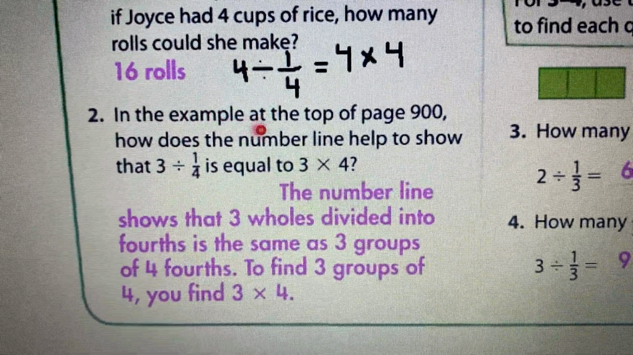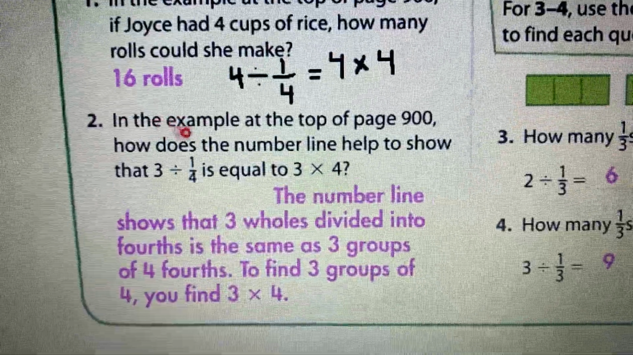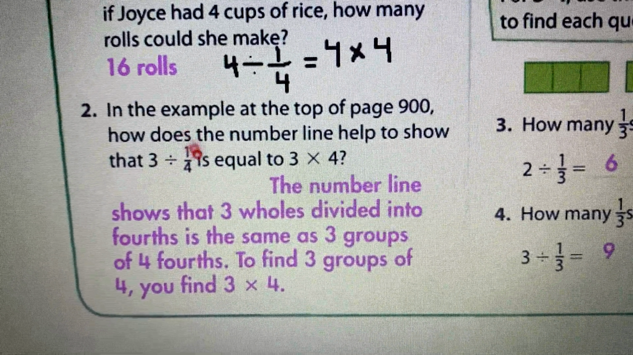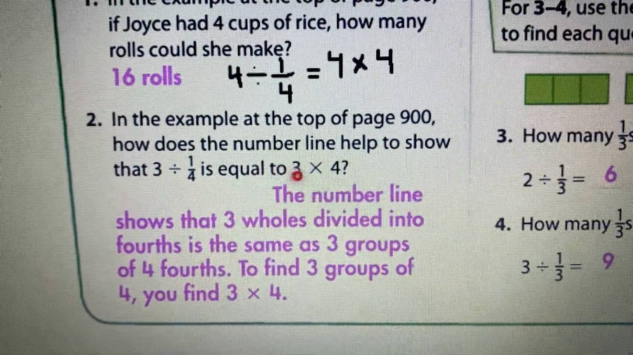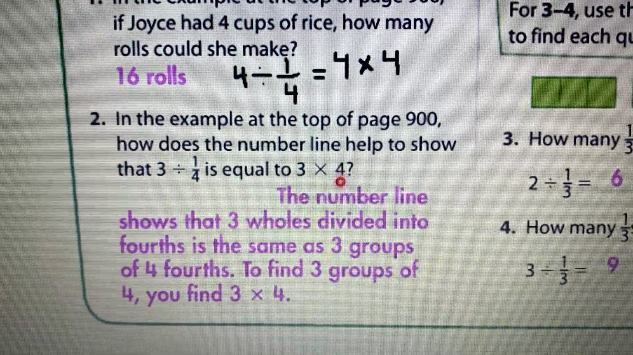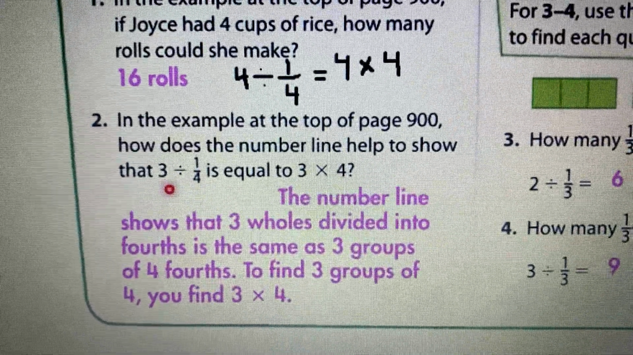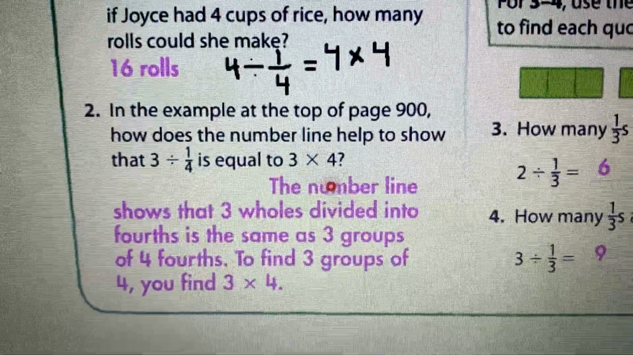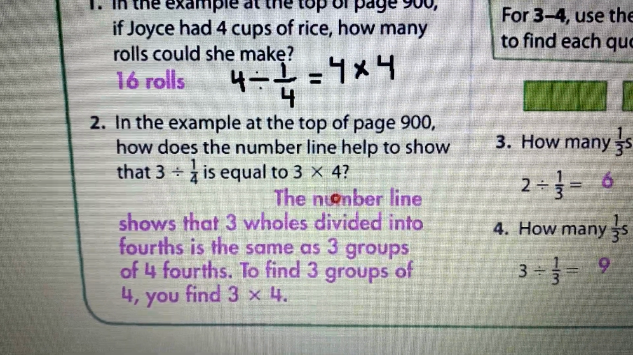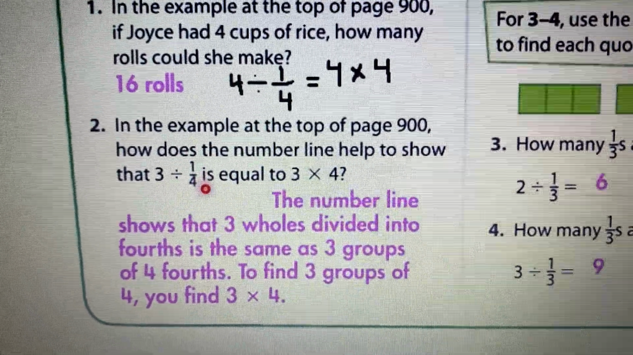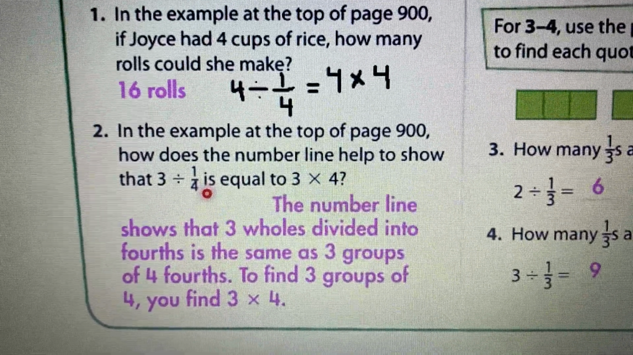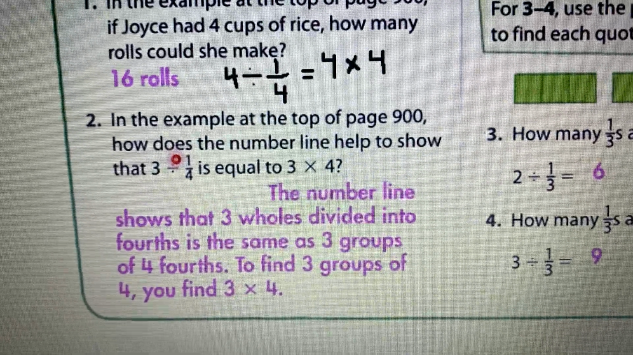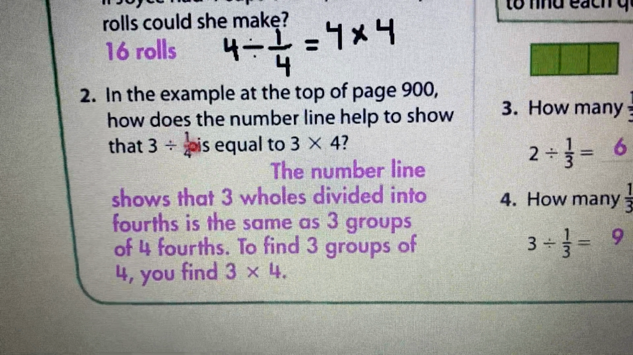In the example at the top of page 900, how does the number line help you show that 3 divided by 1/4 is equal to 3 times 4? It is, right? Because the answer was 12. The answer of 3 divided by 1/4 was 12, and 3 times 4 is 12. Now, don't forget, I told you that since I'm dividing by a fraction, we can convert it into multiplication and switch the numerator with the denominator. So it's going to be 3 times 4.